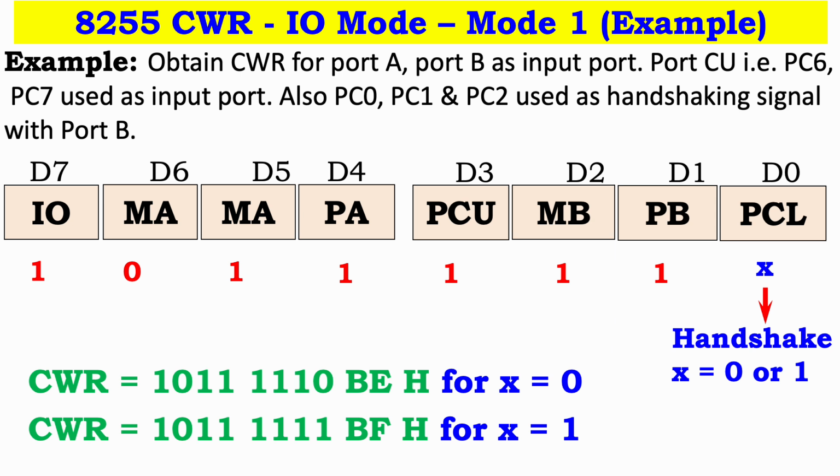If you select x equal to 1, then the control word will be: the higher nibble is B, and the lower nibble is all ones, F. So for x equal to 1, we get the control word BF. H is the control signal for this example.